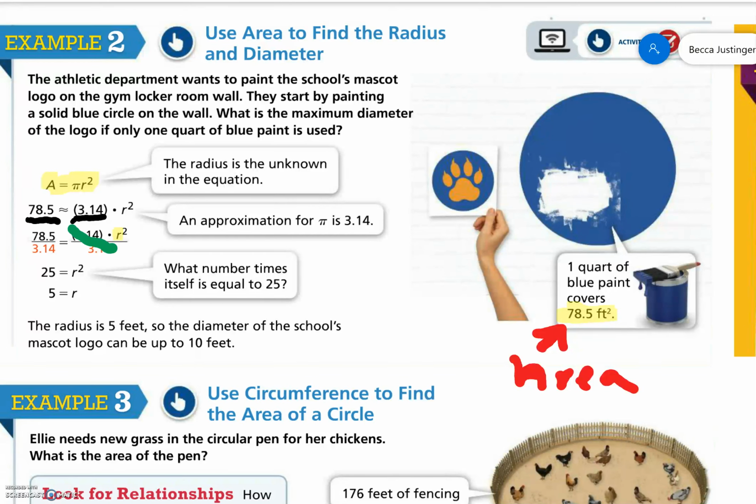It cancels out on the right, so r squared equals 25. Then the last step is to take the square root of both sides. Remember, there's that button on your calculator, and r equals 5. So the radius is 5 feet, which means the diameter can be 10 feet. Remember, the diameter is twice the radius.